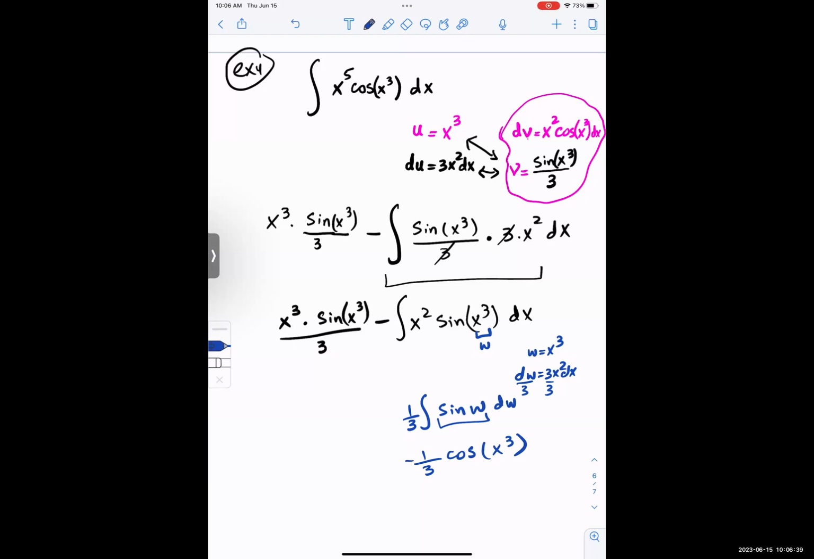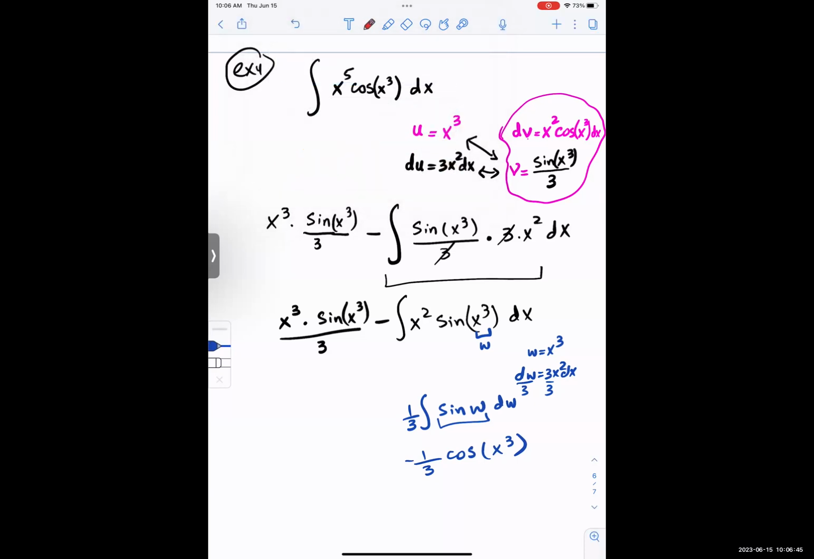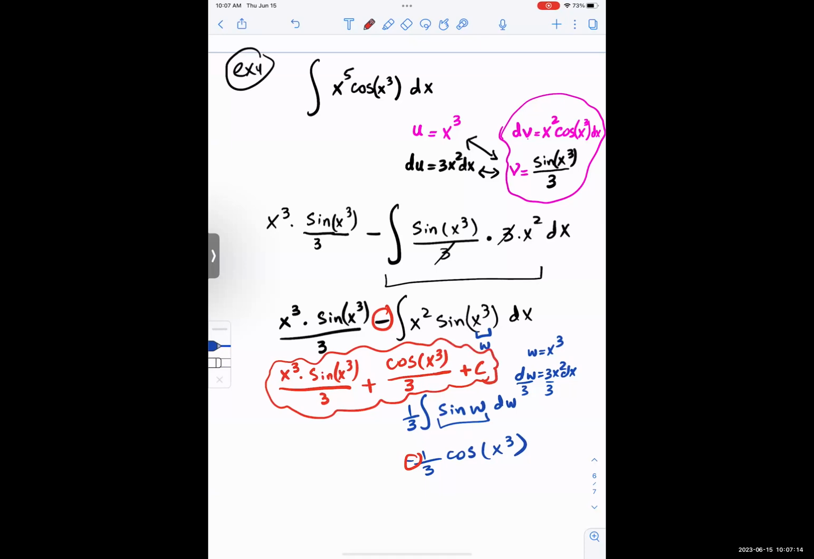Okay. So now I'm going to rewrite my final answer with this red: x cubed times sine x cubed over 3. And then minus and minus makes it plus. This minus and this minus makes it plus 1/3, or just 3 in the denominator, cosine x cubed plus c. Final answer. Okay. Any questions?